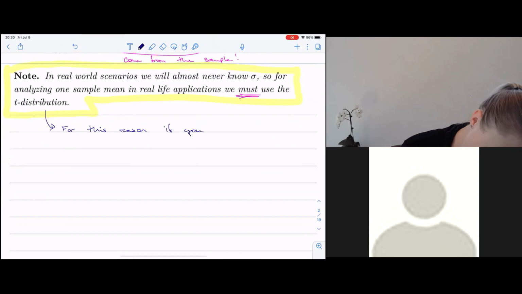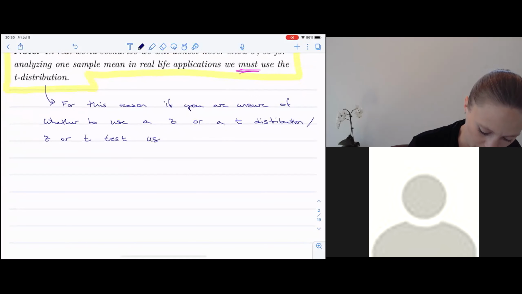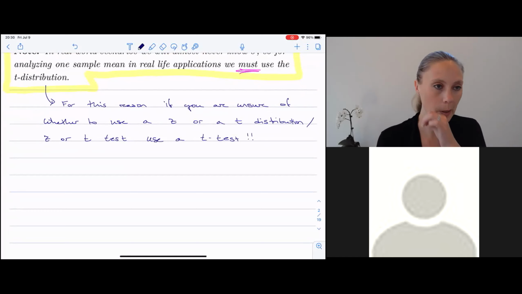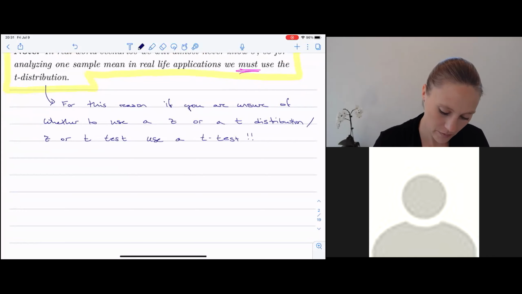And so for this reason, if you are unsure of whether to use a Z or a T distribution, slash Z or T test, use a T test. Even though it's kind of newer, if you're ever unsure, then make the T test your default.